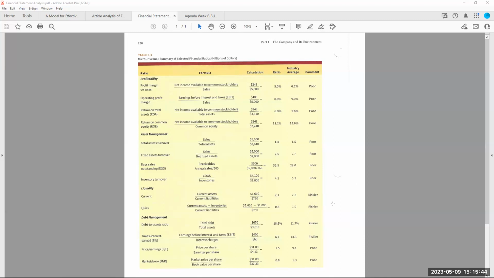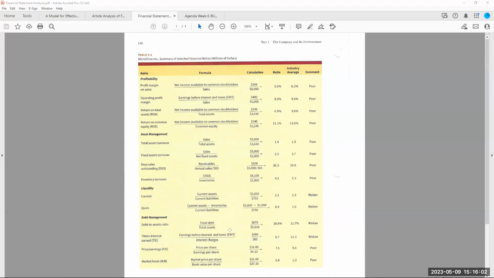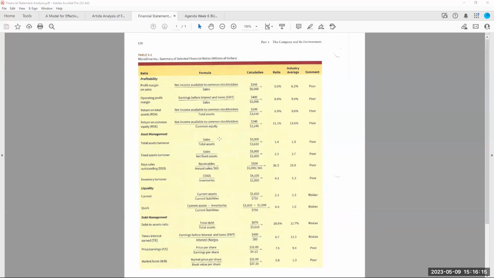Profit margin, day sales outstanding, fixed assets turnover, current ratio, debt management. All these are very key figures, but here's the most important ones, and I'm going to go over that you'll probably use in your case and in the future. But this is an example of how that is calculated and the equations you use. This is an important thing. I would download it and print it out. It'll help you in case 3.